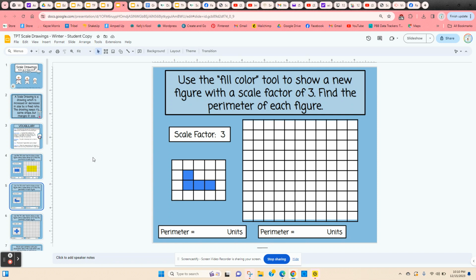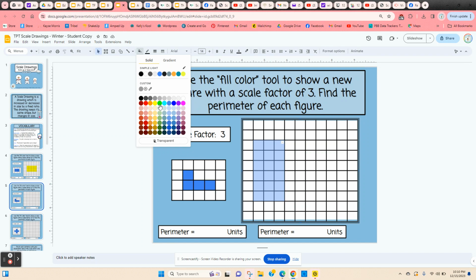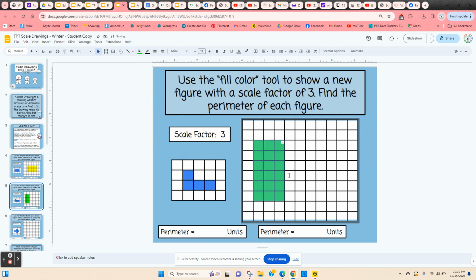Now they have a different shape. It's a little bit more difficult this time. This time they have a scale factor of 3. So again, they're going to click and hold. And they can only fill in a rectangle at a time. So they're going to start like this. Again, go up to the fill color feature. They're going to pick any color they like. And make sure that every side is multiplied by 3.